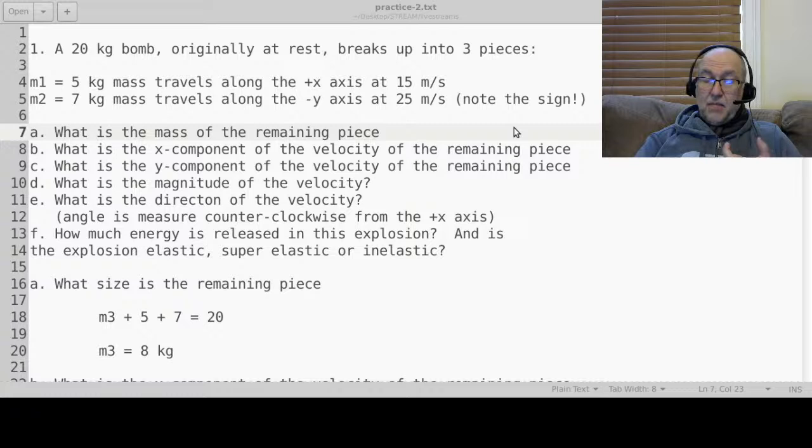What's the x component of its velocity? What's the y component of its velocity? Then we have it in Cartesian. Convert that to polar. So what's the magnitude of the velocity? What's the direction of the velocity? And then how much energy is released in the explosion? Let's take a quick look at a picture of what that explosion is like.